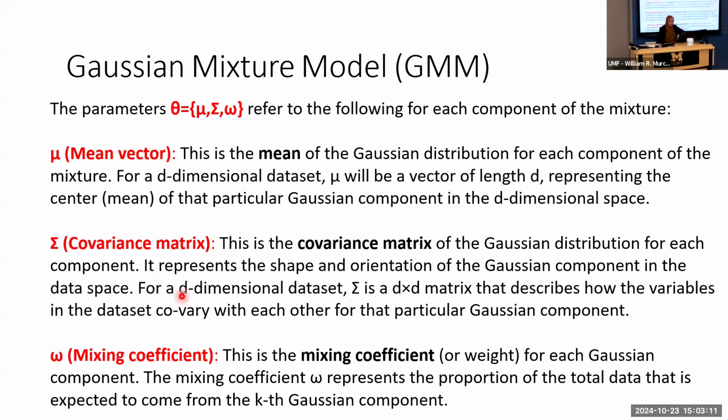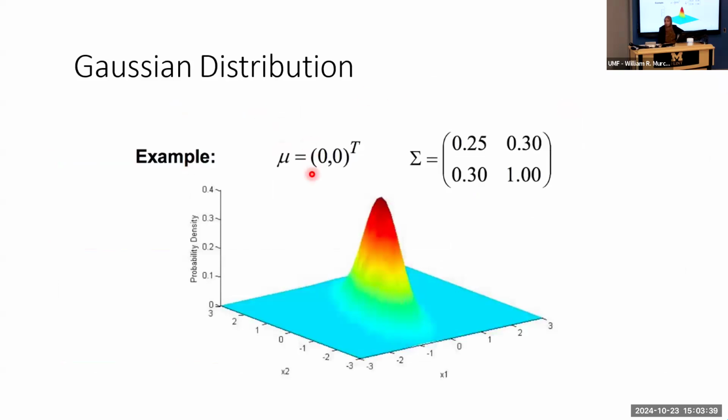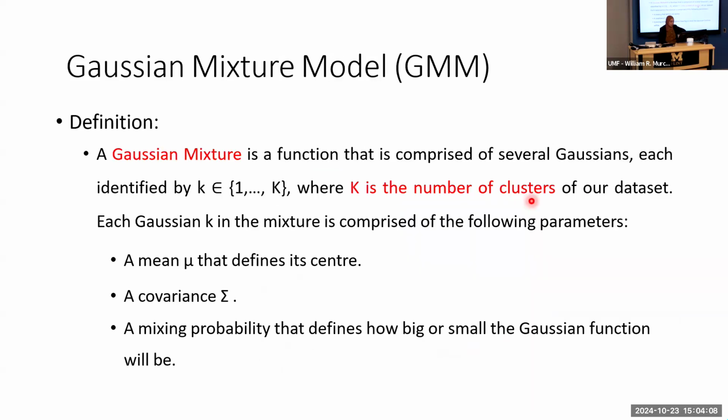Next, we have the covariance matrix. For each component here, it represents the shape and orientation of the Gaussian component, okay? Given the data space, for d-dimensional data sets, this covariance matrix is a d times d matrix that describes how the variables in the data set covary with each other for that particular Gaussian element. For example, if we come back here, this is our covariance matrix, sigma, and these values give you an idea about how, for x1 and x2, the correlation between these two variables works, okay? If we consider the 2D space, it's a 2 by 2 matrix, like you can see in this example.